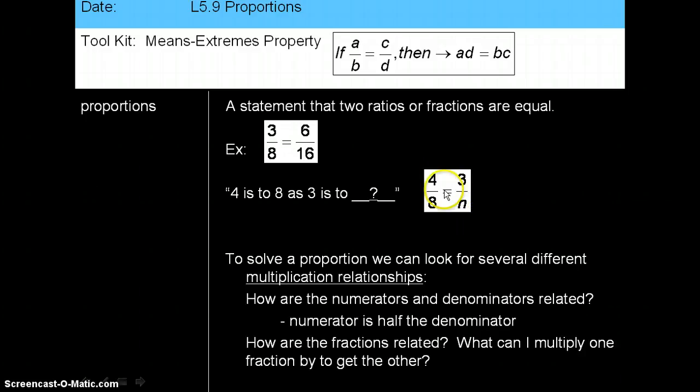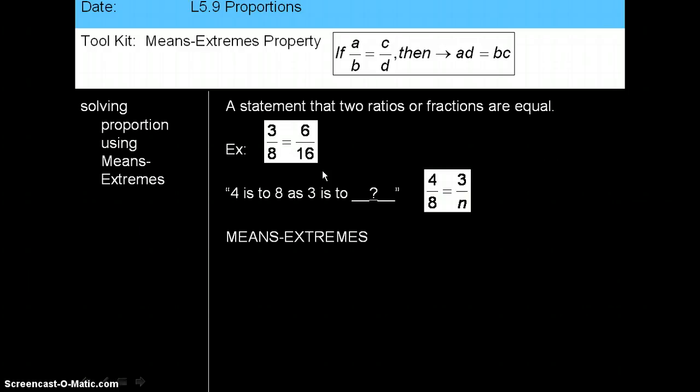We can also talk about how the fractions are related. If I could say, well, this fraction is 2 times the other fraction, we could find some comparisons between the fractions. We can also talk about how we can use the means extremes property to help us. Since we know from the means extremes property, if we have two equal fractions, that we can multiply one of the numerators times the opposite denominator, and that would be equal to the other numerator multiplied by the opposite denominator.